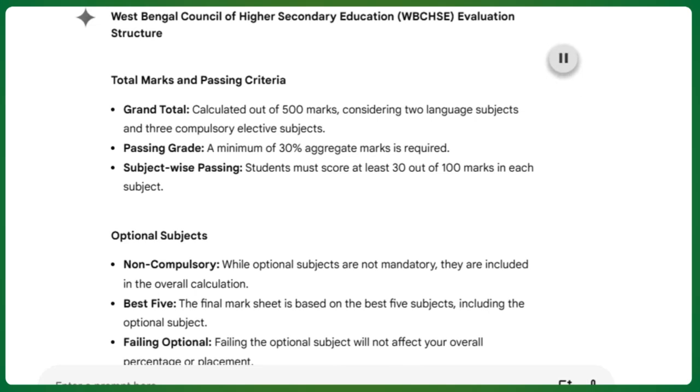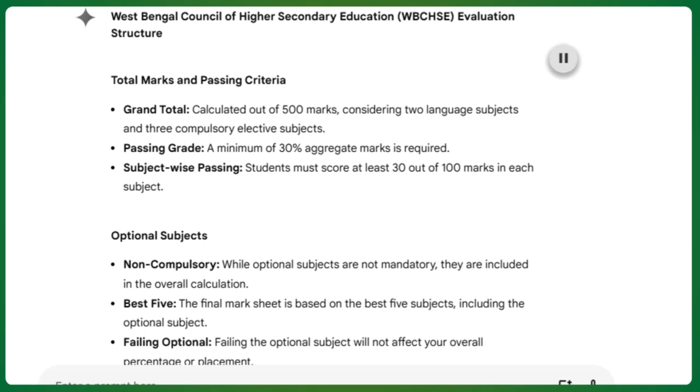West Bengal Council of Higher Secondary Education, WBCHSE, evaluation structure. Total marks and passing criteria. Grand total, calculated out of 500 marks, considering 2 language subjects and 3 compulsory elective subjects. Passing grade. A minimum of 30% aggregate marks is required. Subject-wise passing. Students must score at least 30 out of 100 marks in each subject.